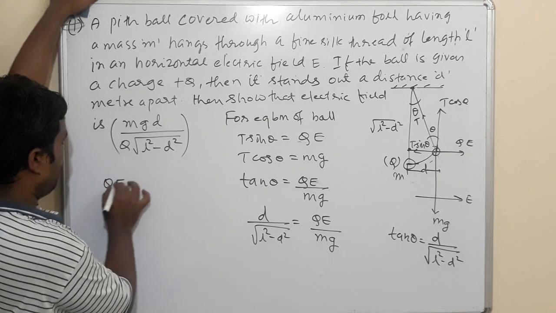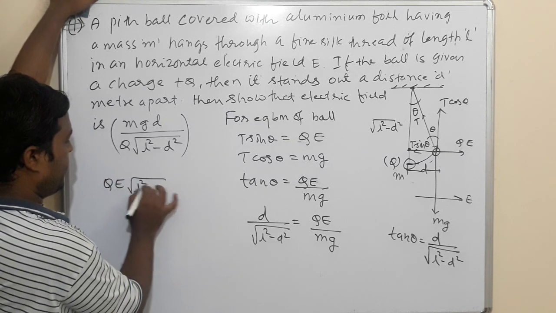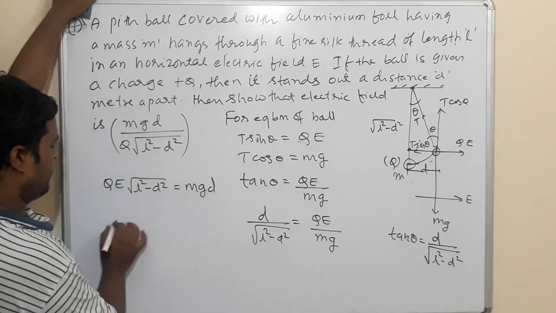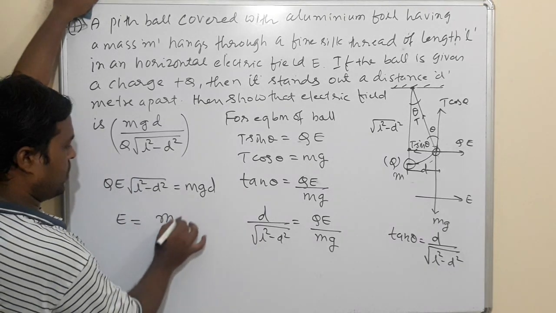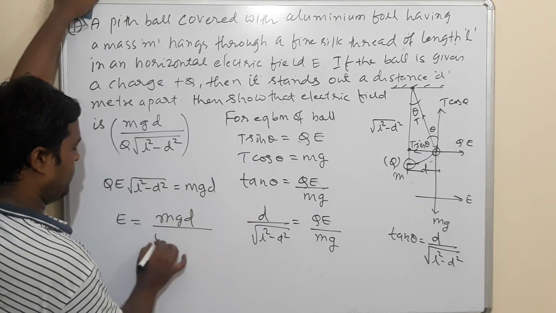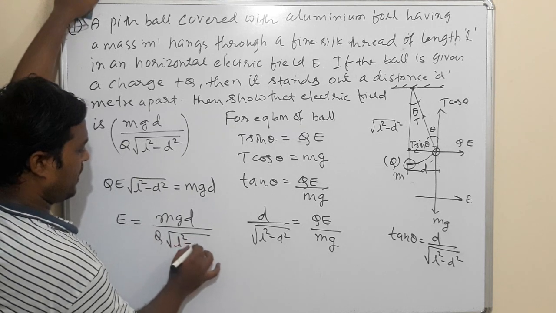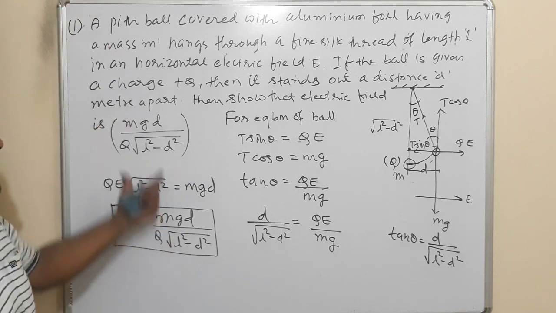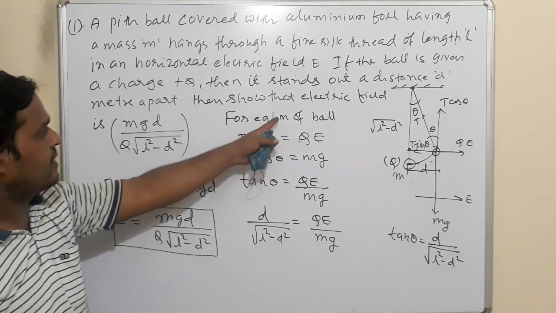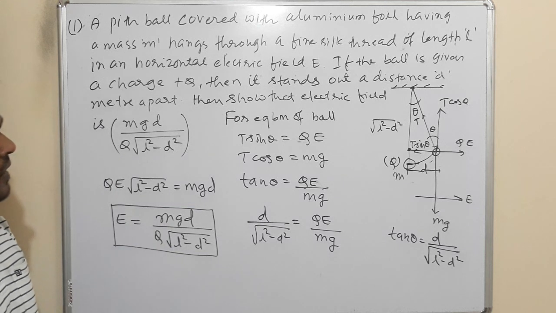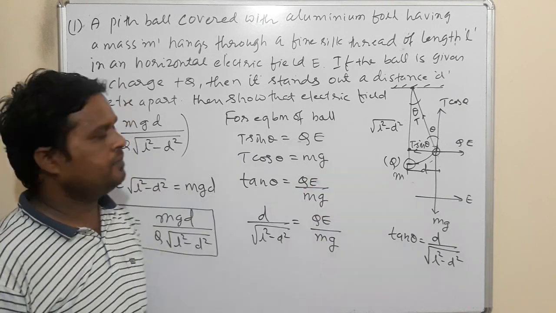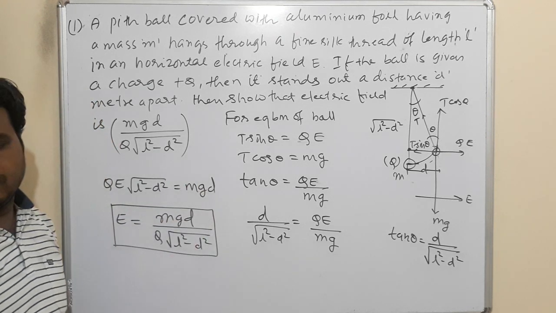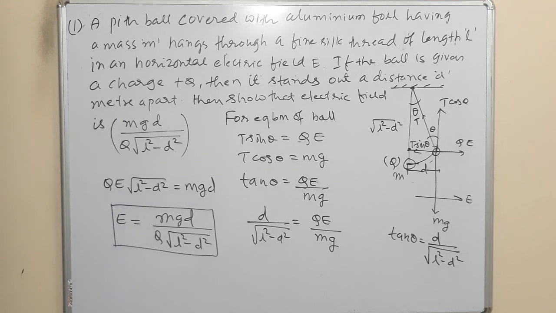Cross multiply this and take the value of E. Then q into E root of L square minus d square will be equal to mgd. Then E is equal to mgd divided by q into root of L square minus d square. We calculated the electric field, which is this much. The same thing they are asking to show. Okay, this is a problem based on equilibrium. Note this. We'll try one more example.